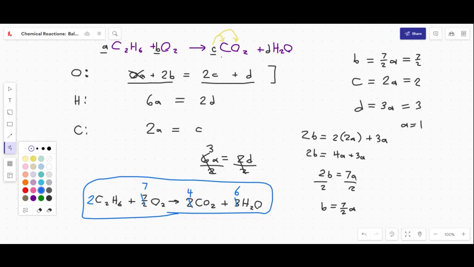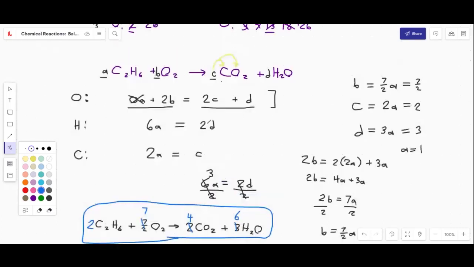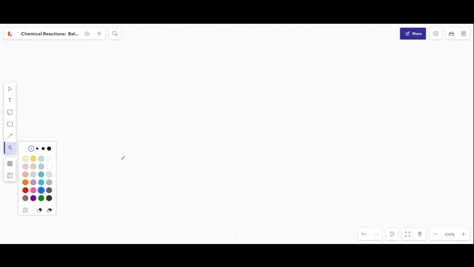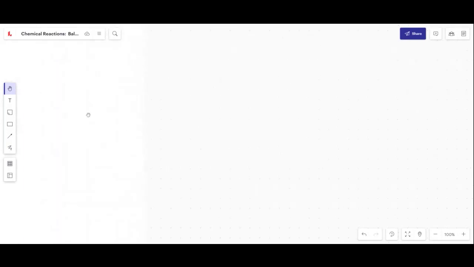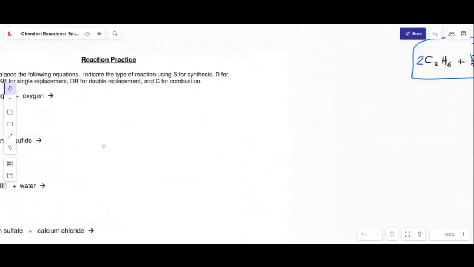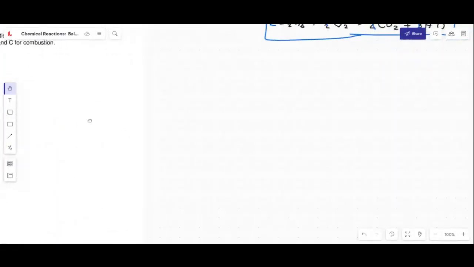Cool. So let's do a little bit of predicting products because I do think that that's important. It's also going to be especially important for upcoming chapters, so we definitely want to look at that. So let's take a look at predicting products. There are 5 basic types of chemical reactions. Well, technically speaking, there's more than that, but I'm going to teach you 5 basic types of chemical reactions.